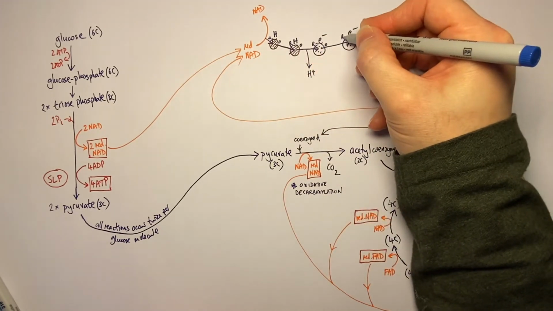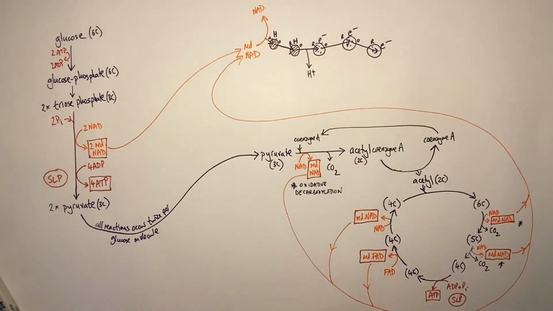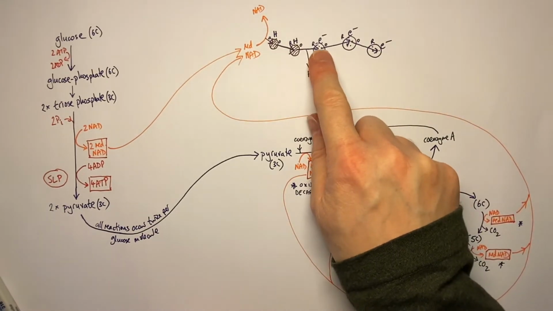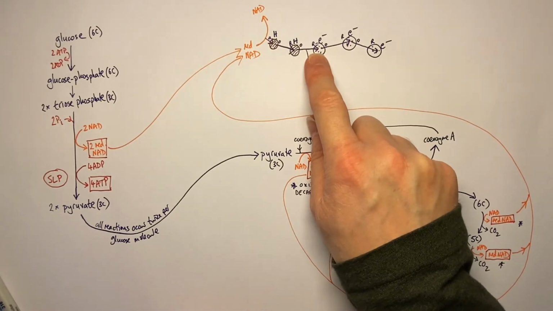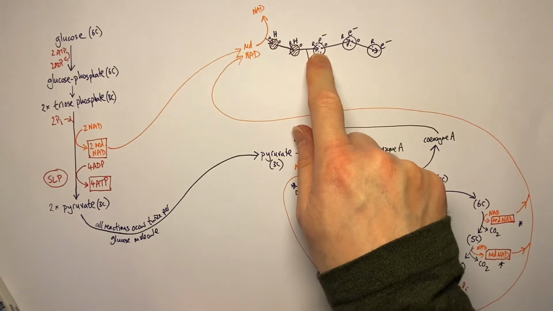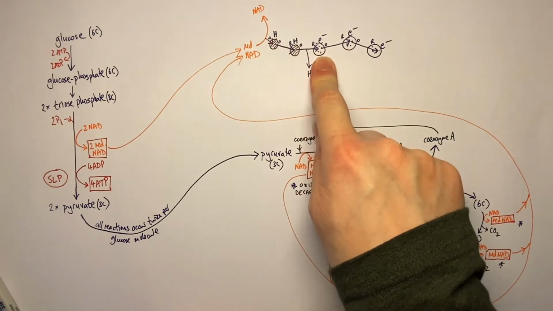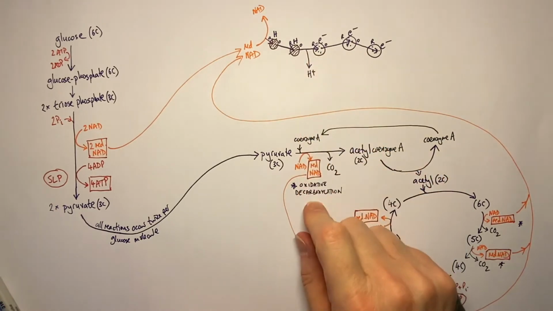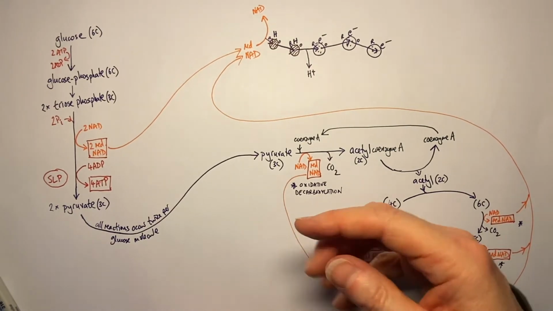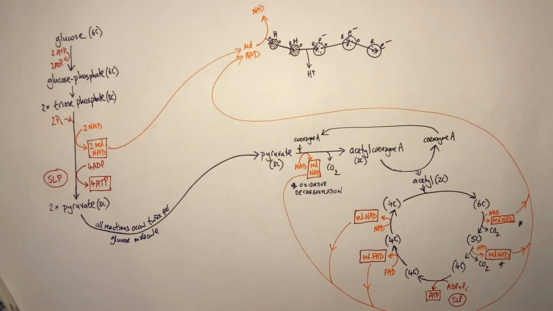The same thing happens with the electrons. So when these carriers pick up electrons, they are reduced. We say they are chemically reduced. When they lose the electron to the next one, we say that they are chemically oxidized. Okay? So that is the process up to this point.